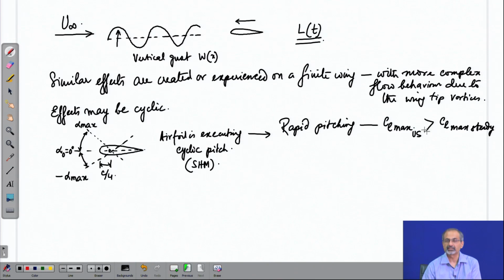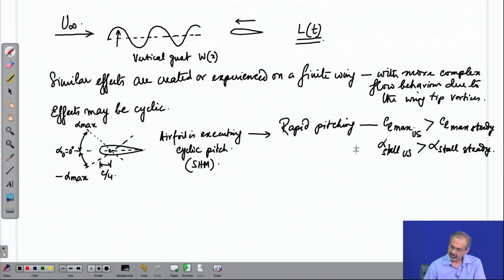So, we will use the abbreviation unsteady as US. So, CL max US is greater than CL max steady. Additionally, the stall angle in this case will also be larger than the steady case. That means, you have a situation of delayed stall. This is called as a dynamic stall phenomena as well.